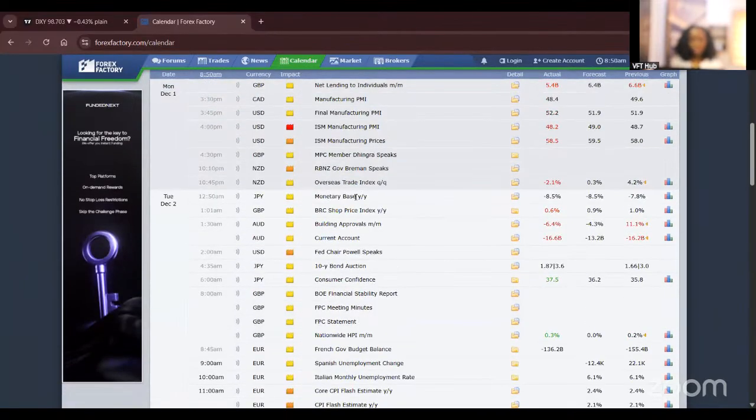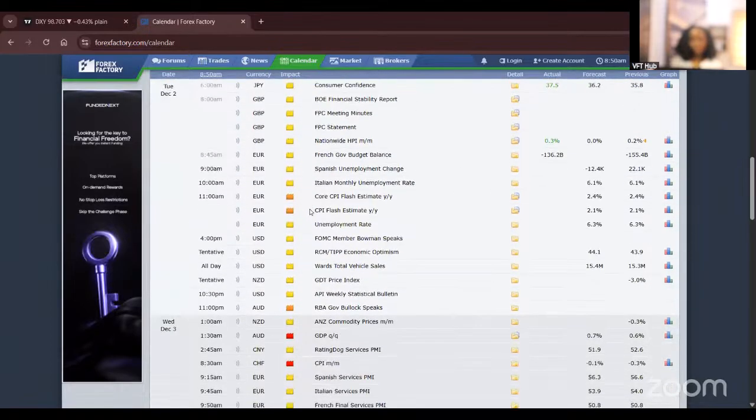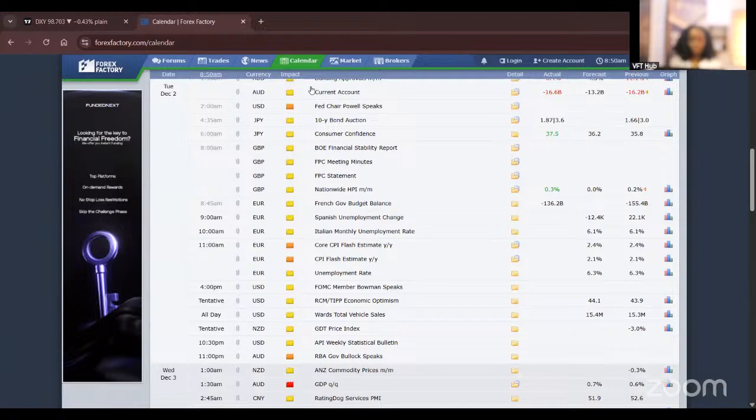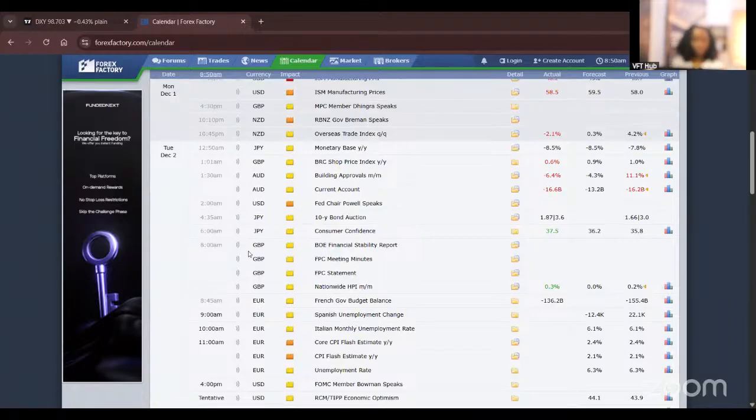So today is the 2nd of December. Look at this. All of them are low impact and medium impact news releases. So there's nothing predominantly coming out that should cause much volatility as of today's fundamental news releases.